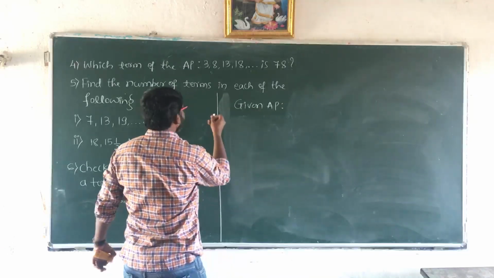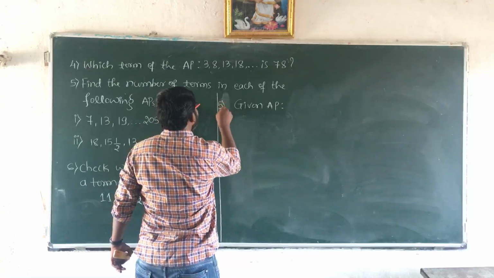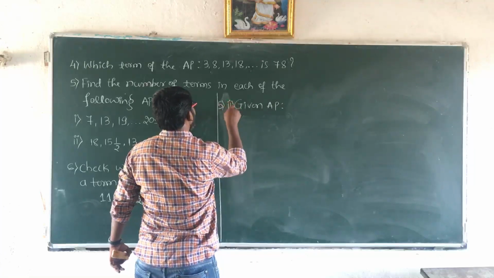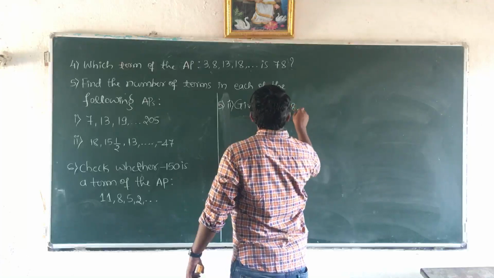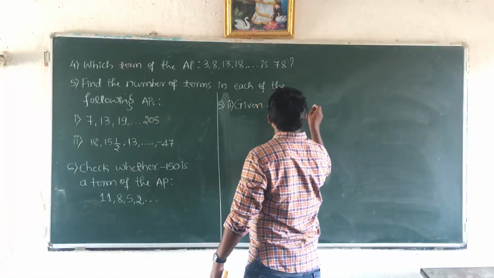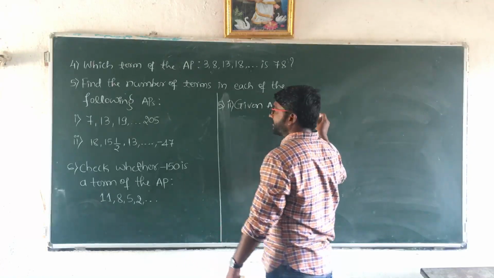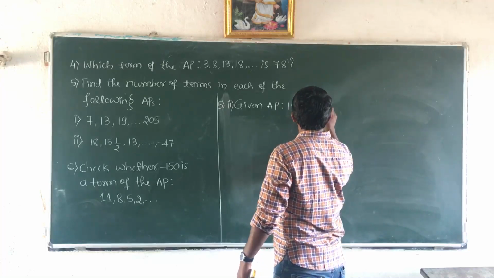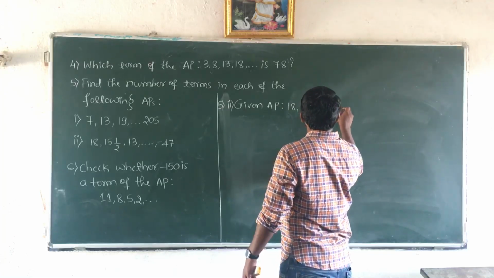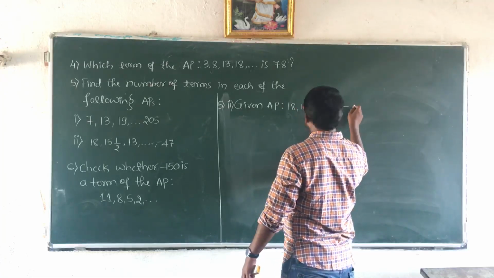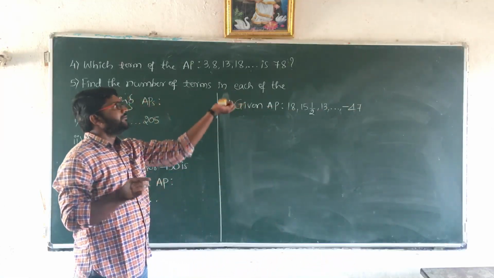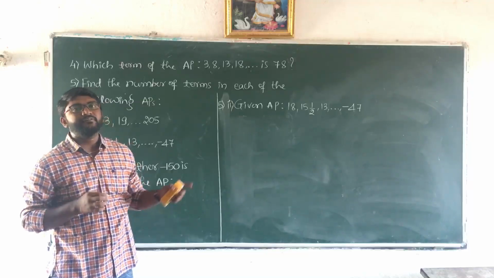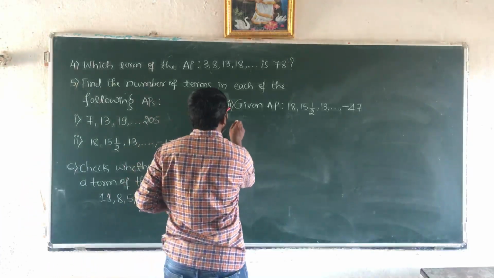So let us solve the fifth Roman number 2. The given AP is 18, 15 integer 1 by 2, 13, and so on, up to minus 47. So he has given this AP and we will have to calculate the number of terms. Let us go ahead.